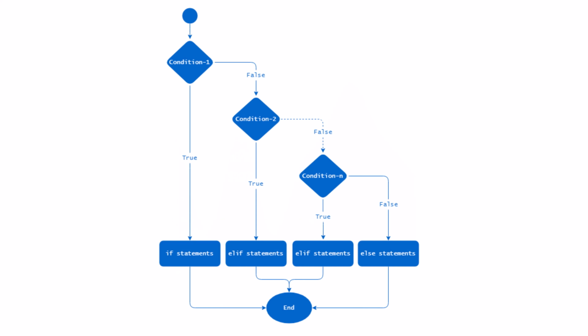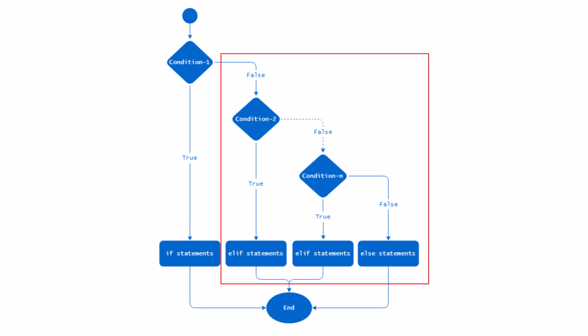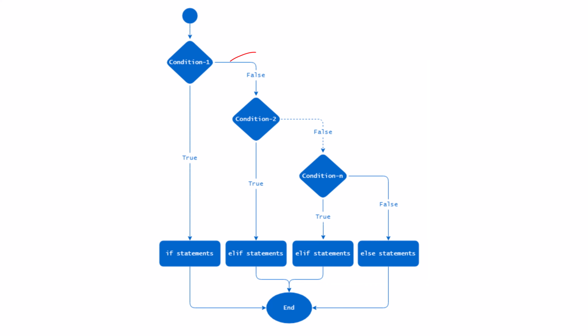So now let's take an example with a flowchart. It will be easier for you. In this picture, you can see that we have a condition 1. If condition 1 is true, then it will execute the block of code which is present for condition 1, and after the execution of this block, it will go to the end and bypass all other conditions.